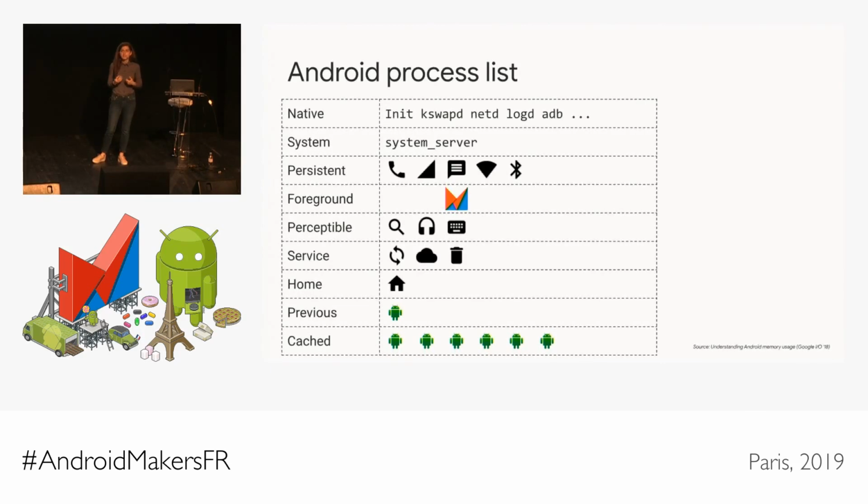After that, we have the system server. System server is responsible for keeping that list available. Then we have the persistent processes, like phone calls, the possibility to have signal, to have Wi-Fi, to have a Bluetooth connection.